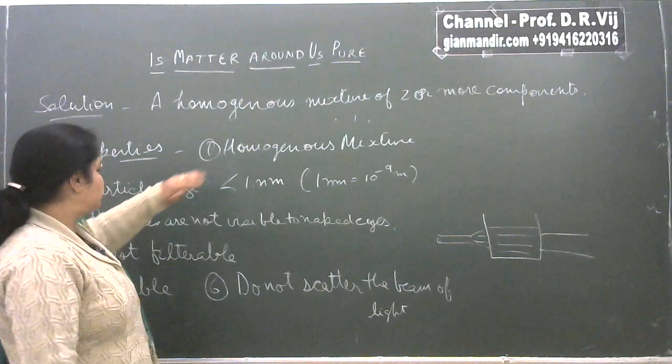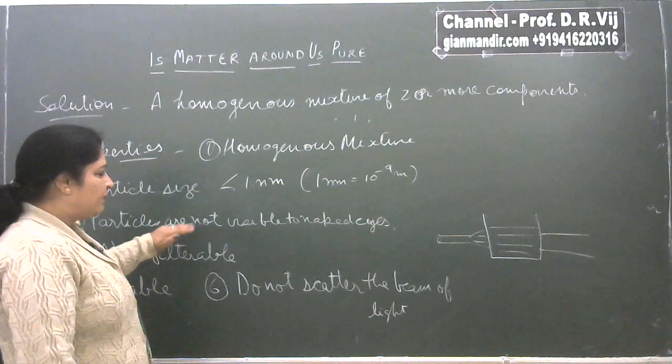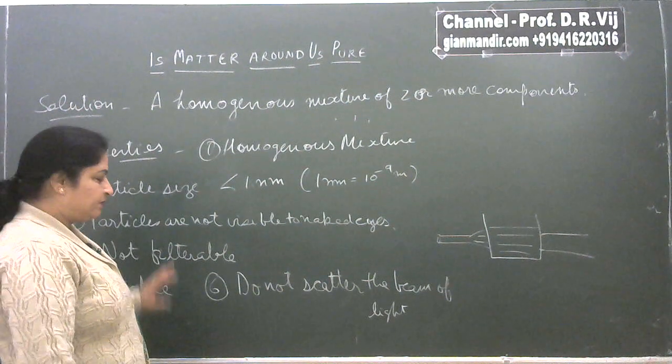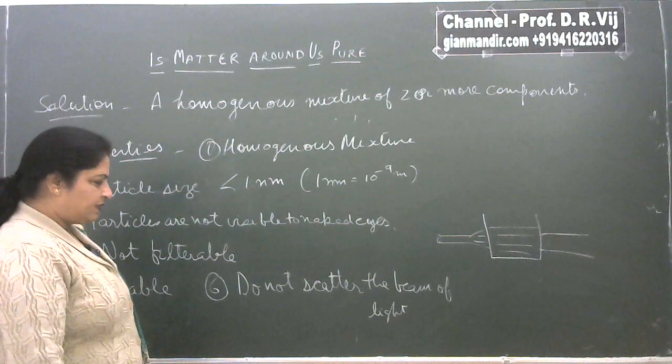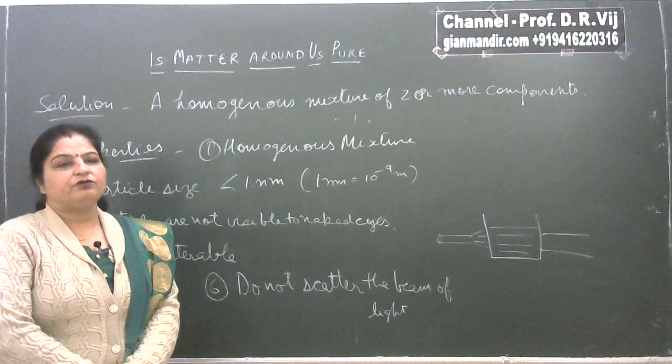So here are some common properties. It is a homogeneous mixture. Particle size is very small, less than 1 nanometer. Particles are not visible to naked eyes. Not filterable. Stable, particles do not settle down, and it does not scatter the beam of light passing through it.